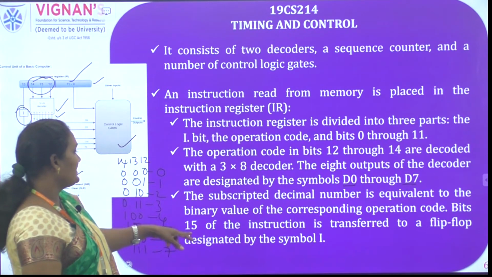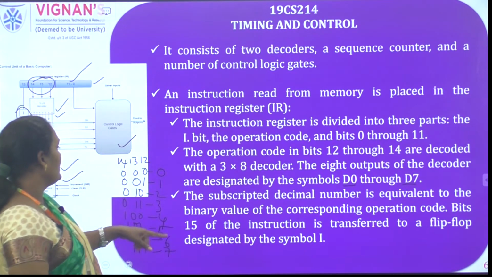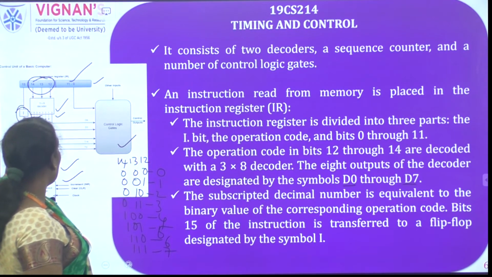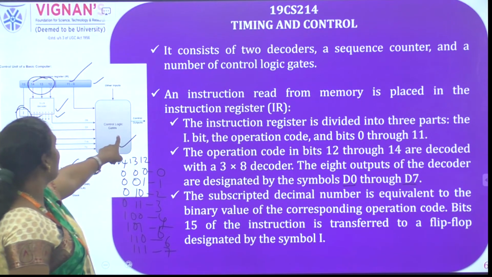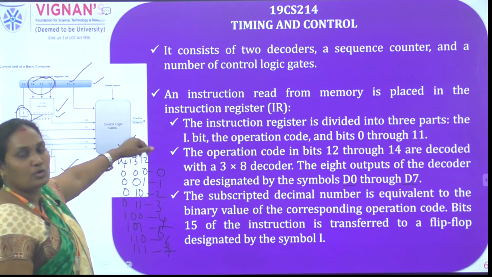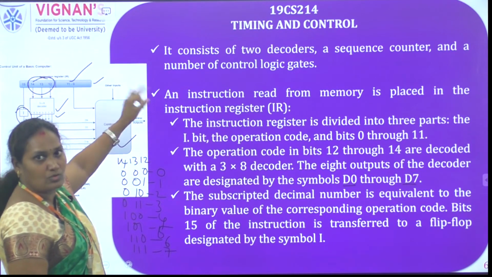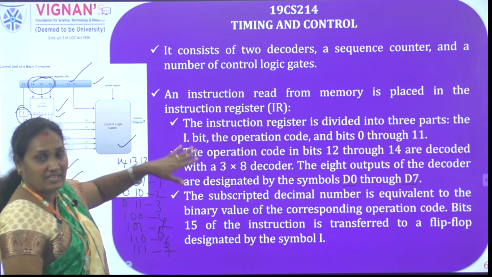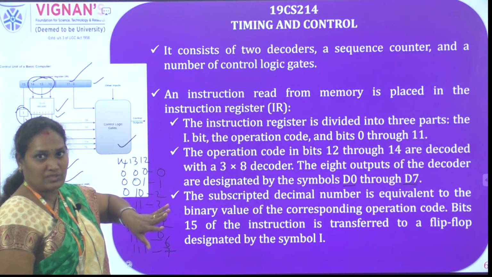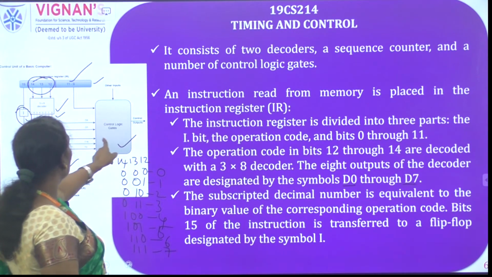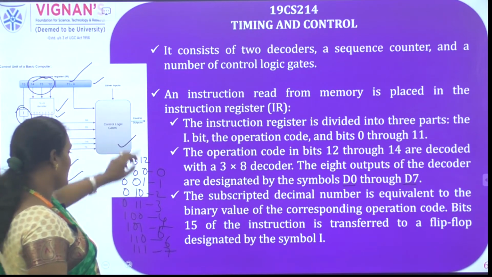Bit 15 of the instruction is transferred to a flip-flop designated by the symbol I. So here we are transferring bit 15 to I, which is passed directly to the control logic gates to indicate the mode. So whether this is a direct address or not, or whether the given instruction is a register reference or input output instruction, to know about those things, we are using this mode bit. This mode bit is also directly passed to the control logic.